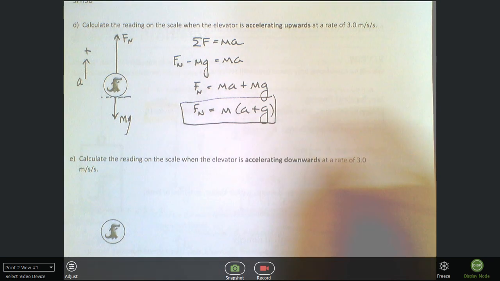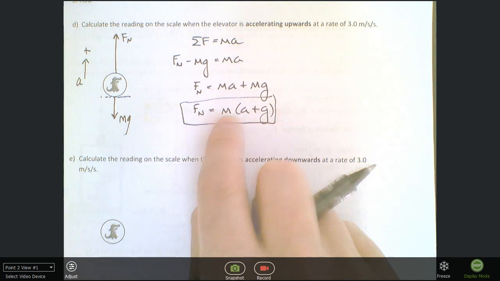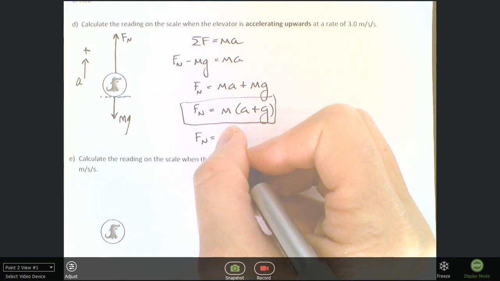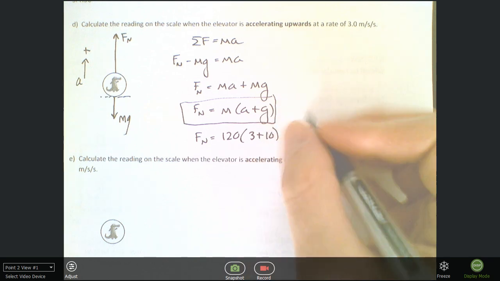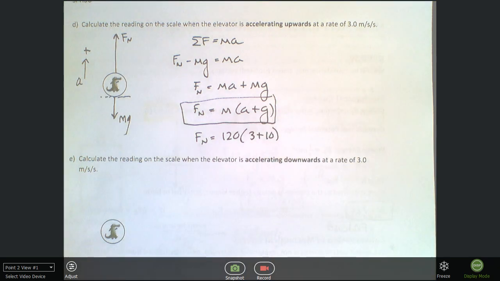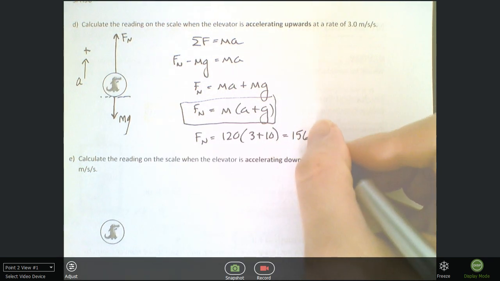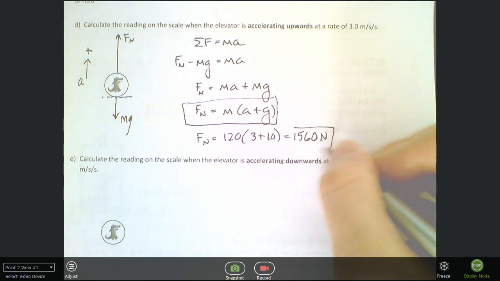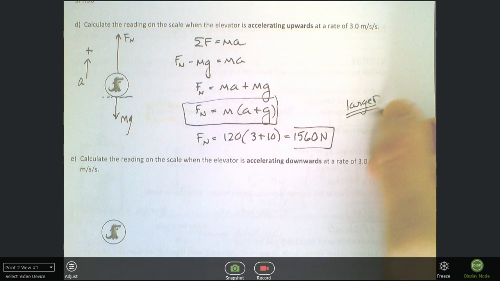A plus g, if you're moving up and a is positive, you're going to be getting a greater normal force. So it's 120 times 3 plus 10. Right? So that's 13. Was it 3? Yeah, 13 times 120, your normal force would now be 1,560 newtons. So it would be larger during an upward acceleration.